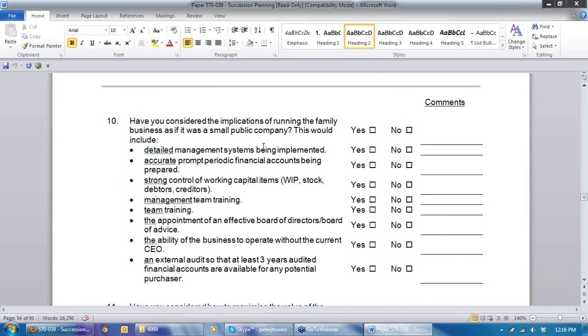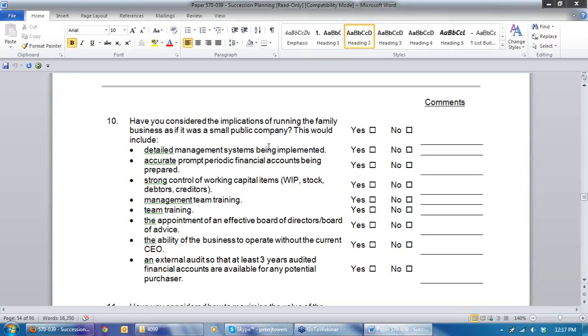And what's a public company do? And this will really help if they've got any sort of idea of an IPO, or indeed any sort of idea of trying to sell to a major company. Because major companies like audited financial accounts. Major companies will pay a premium for a business that has its house in order.